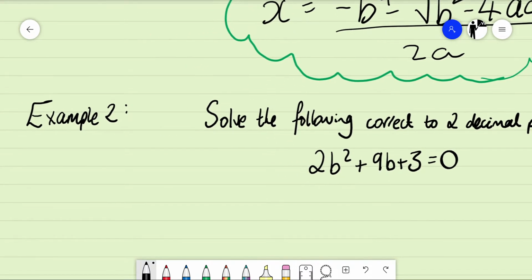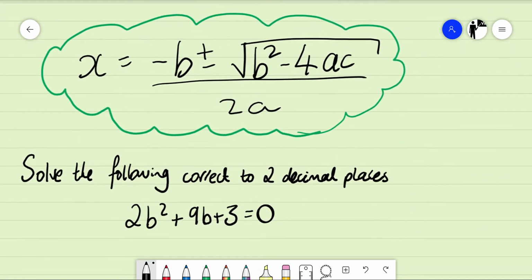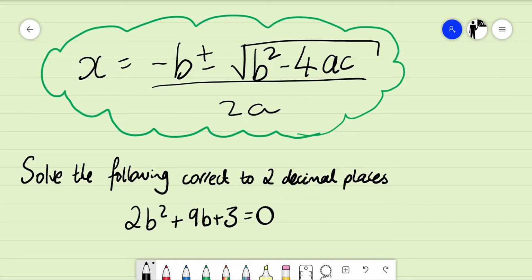This is example 2 on the quadratic formula. Just a reminder, this is our quadratic formula at the top here. x equals minus b plus or minus the square root of b squared minus 4ac all over 2a. Okay, that formula is given to you in your formula list in the National 5 exam. You just need to know how to use it.